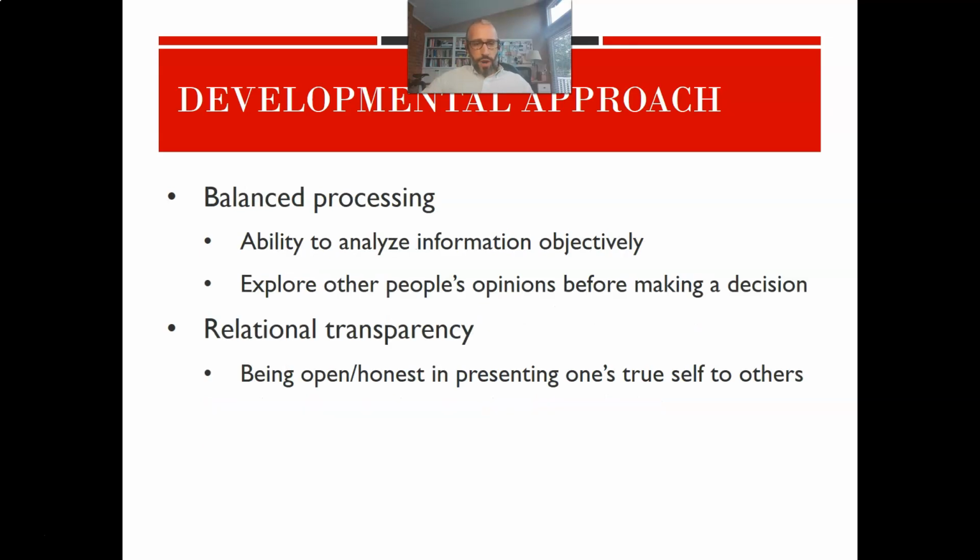The third one is balanced processing. So this is your ability to analyze information objectively. Unfortunately, anytime we take in information, our brain is kind of like a filter, where sometimes we just filter out the things we don't want to hear, but only keep in the things that we do want to hear. Balanced processing has this ability to make sure that we legitimately give everything the same level of legitimacy and give it an honest look.